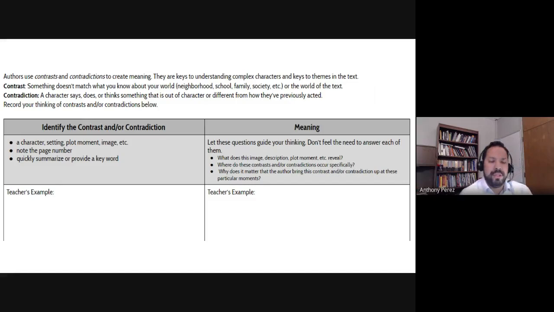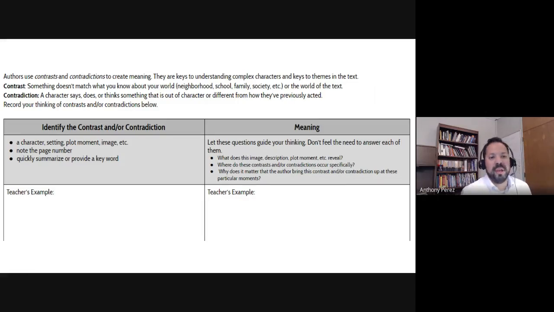So this strategy is from Beers and Probst. Notice and Note, and it's called Contrasts and Contradictions. And you can look for contrasts and contradictions in a lot of different ways, but one of the most bang for your buck is looking at what your characters are doing in a text.